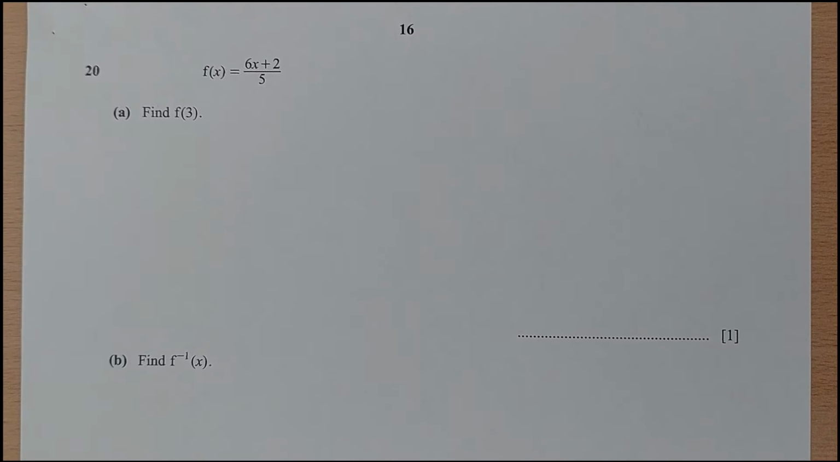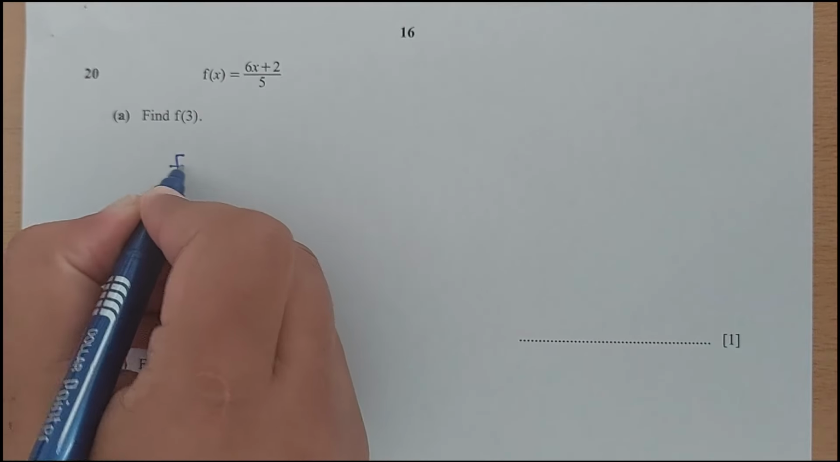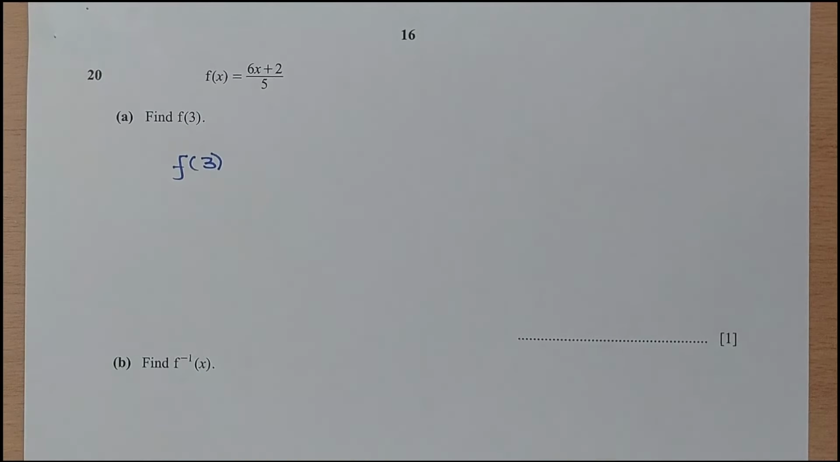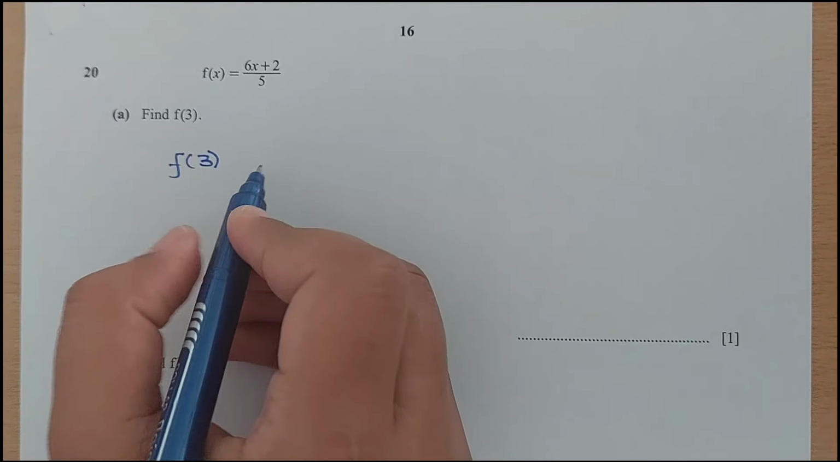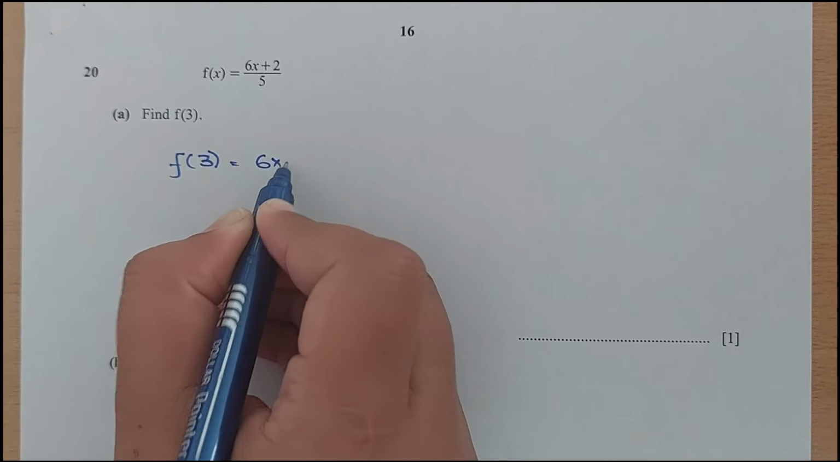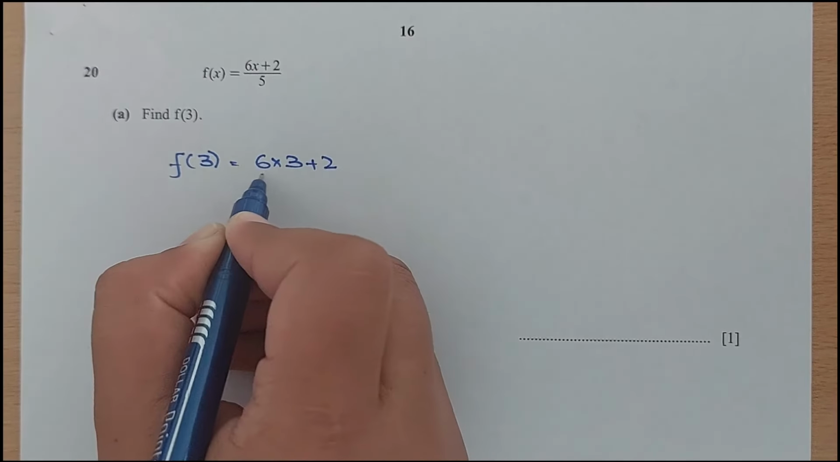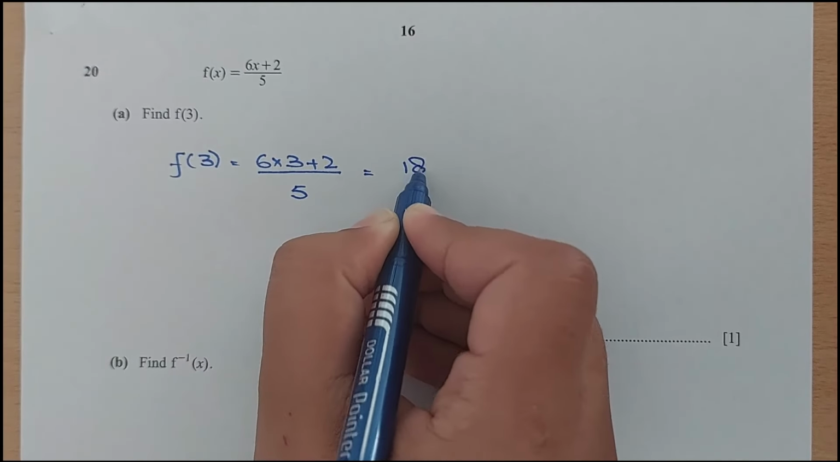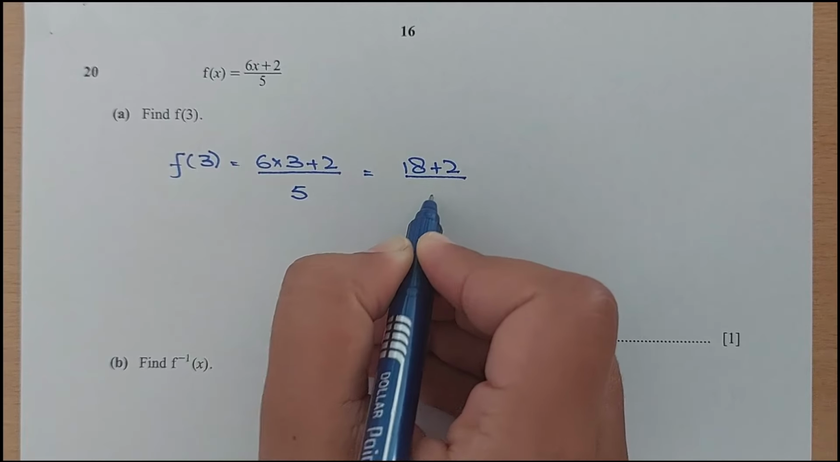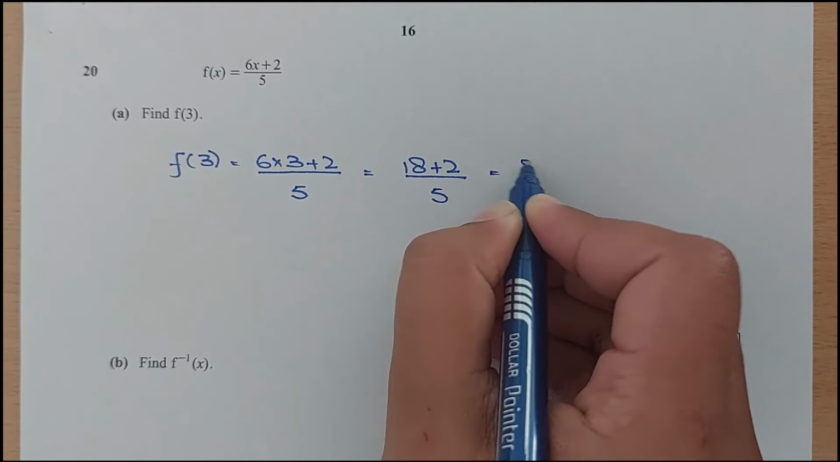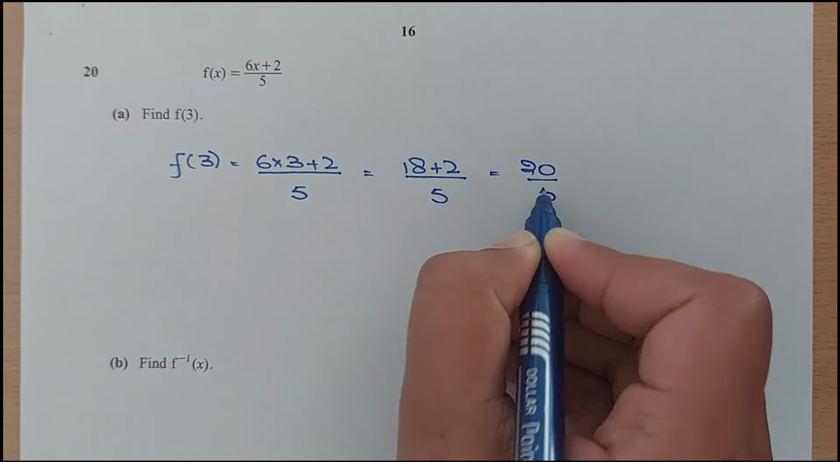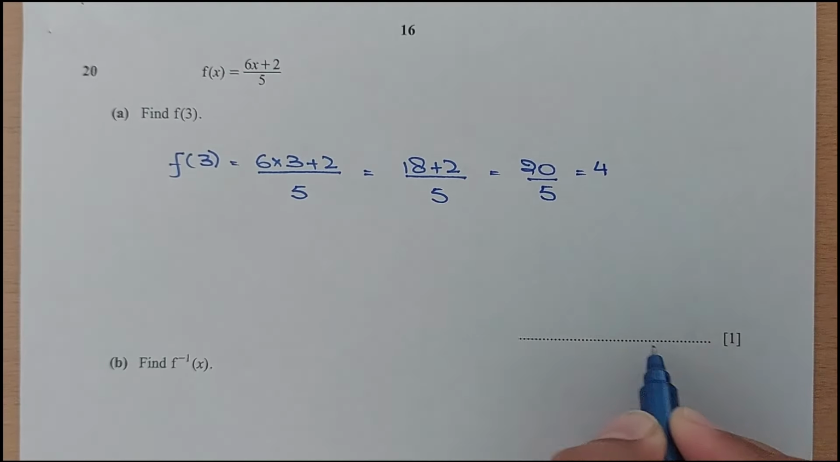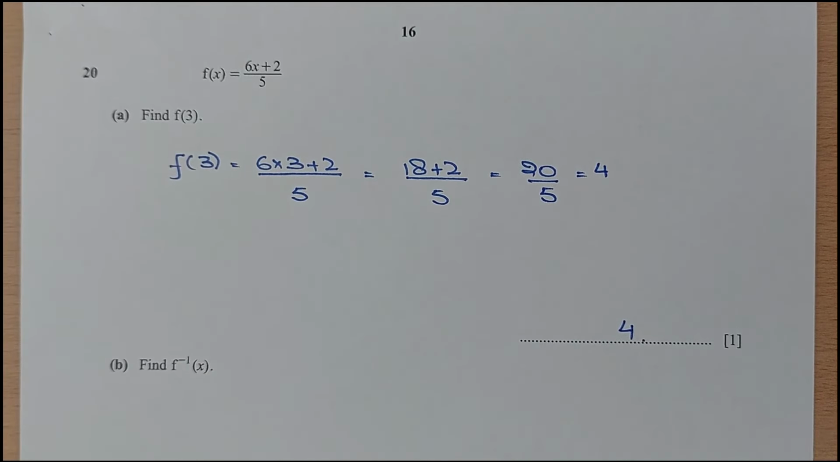Question number 20, we are given the function f of x. In part A, find f of 3. For f of 3, just substitute x equals 3 in f of x, right? So we have 6 times 3 plus 2, divided by 5. 6 times 3 is 18. 18 plus 2, divided by 5. That is 20 divided by 5. And 5 times 4 is 20. So f of 3 is equal to 4.